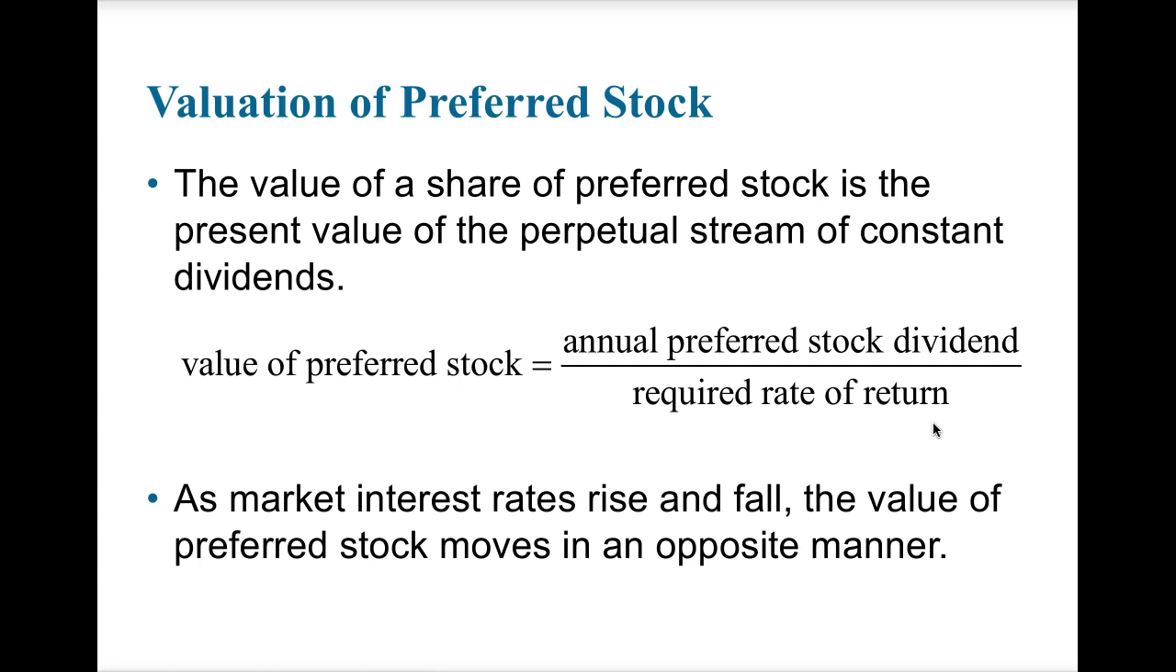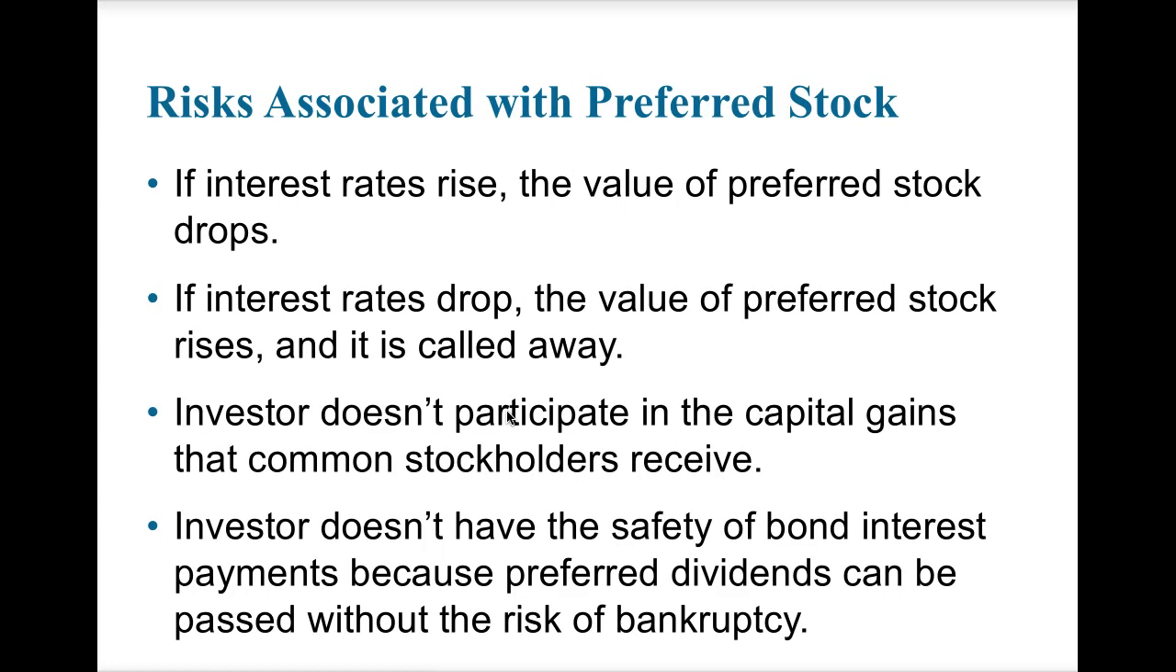Now, valuation of preferred stock is pretty simple. We just take the annual preferred dividends and divide by the required rate of return. And this will be the value of the preferred stock. The value of preferred stock does change, and it moves in the opposite direction of interest rates, just like bonds. So, some risks associated with preferred stocks.